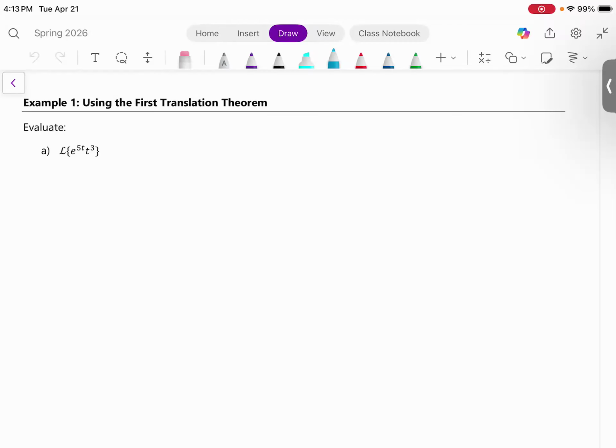All right, hi everyone. Welcome back to section 7.3. Let's go ahead and take a look at some examples of using the first translation theorem.